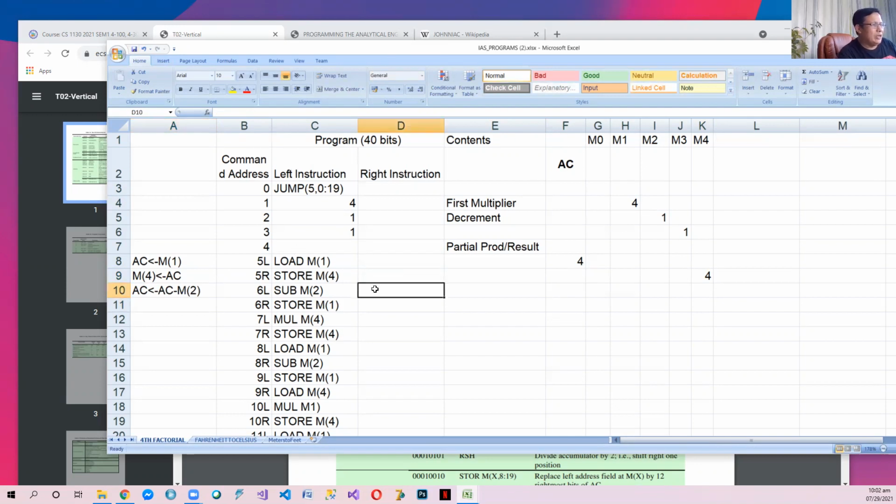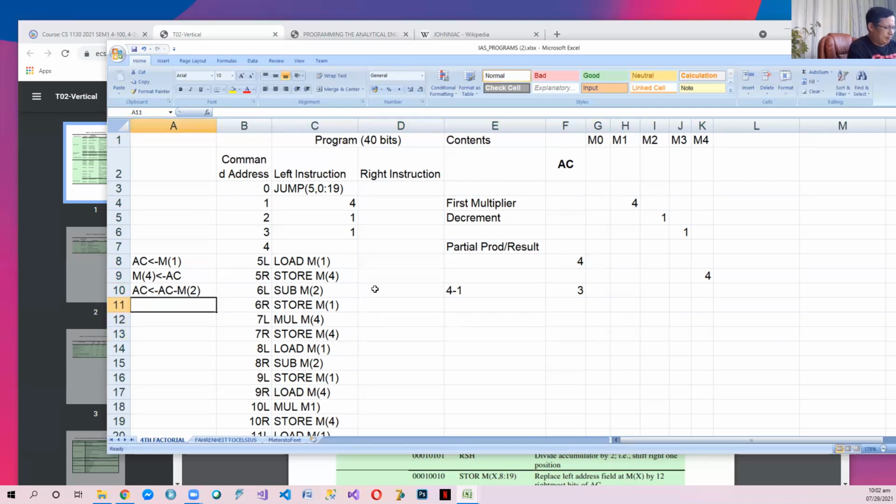What is M of 2? It's 1. So what this does is actually 4 minus 1. So the accumulator becomes 3. Do you follow? Because sub M2 will actually subtract the accumulator by the value from M2, which is 1. Our constant increment. Okay? And then we store M1.